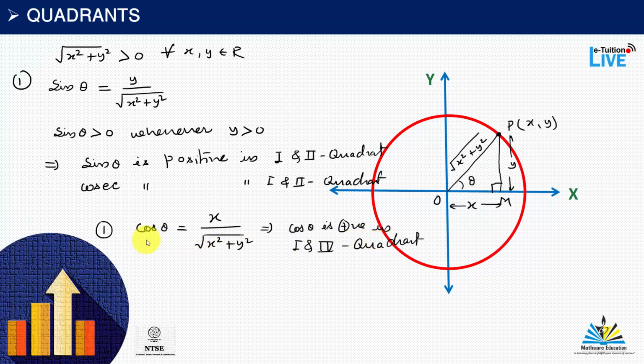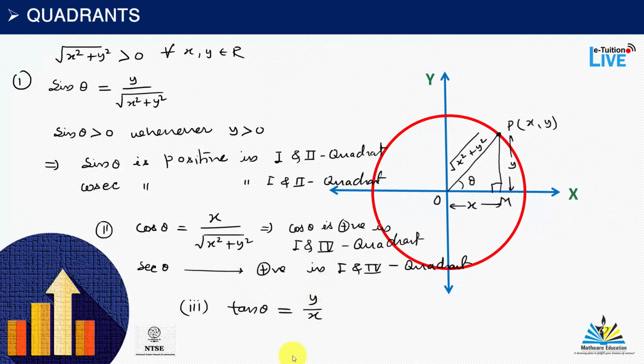Similarly, the reciprocal of cos is sec theta, and that is also positive in first and fourth quadrant. This is the second one. Let's have the third case, that is tan theta equals perpendicular upon base, that is y upon x.